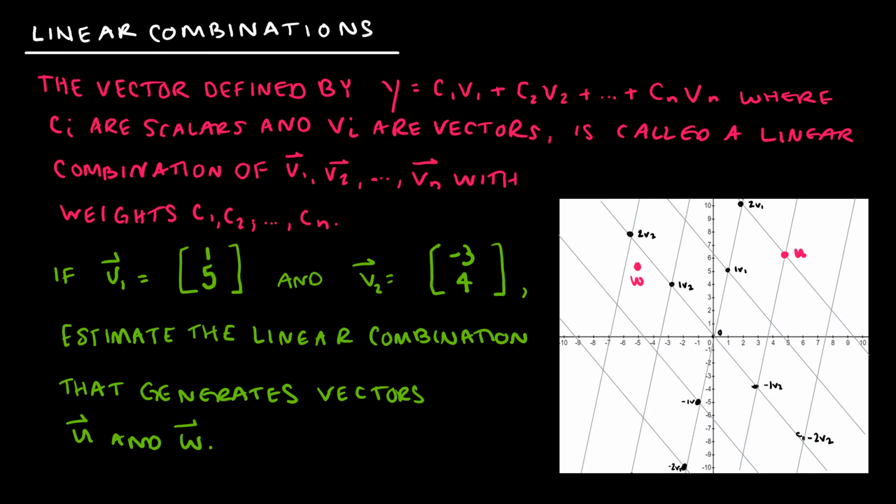And here's why I did that, because I want us to have a good visual of what I'm talking about when I talk about a linear combination. A linear combination says that I need a scalar times a vector plus a scalar times a vector plus a scalar times a vector, as many times as I need to generate a new vector.